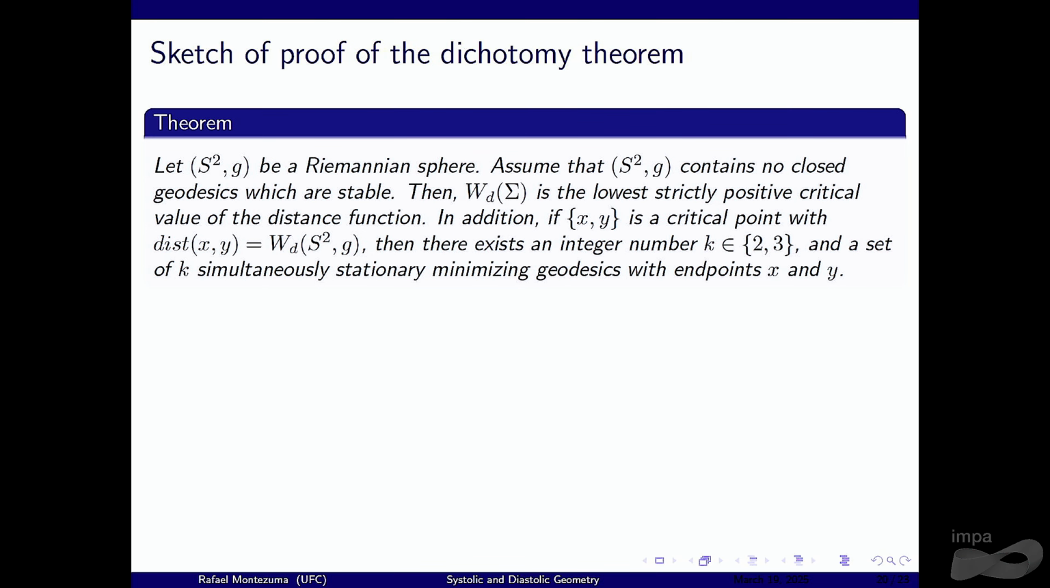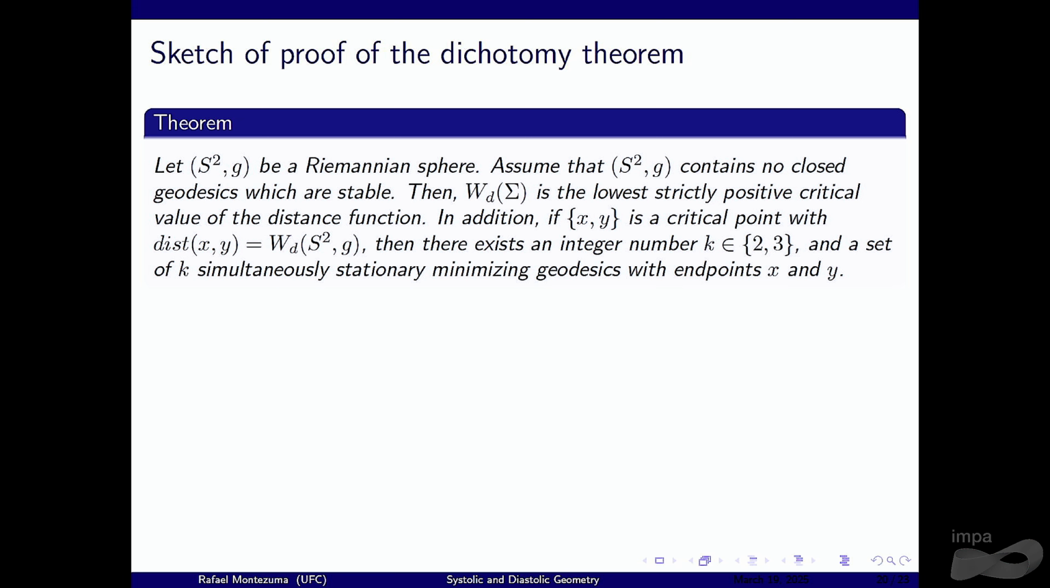In the remaining time that I have, I'm going to go back to some results in the proof of this dichotomy result. The result says that in the situation in which you consider that this twist sphere doesn't have a stable closed geodesic, then either the width is realized by a pair connected by 2 minimizing simultaneously stationary geodesics, or 3.